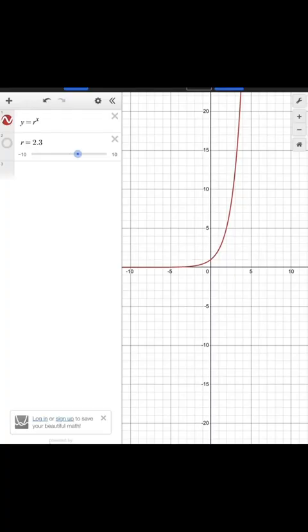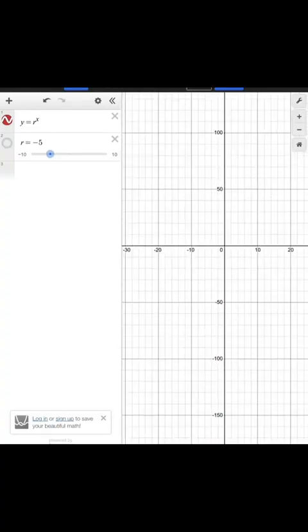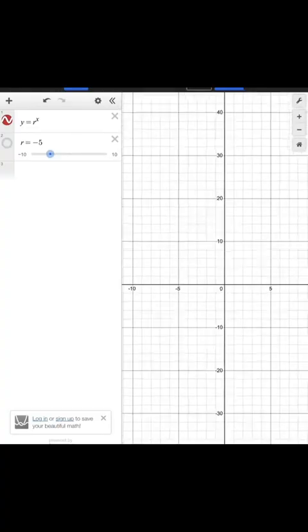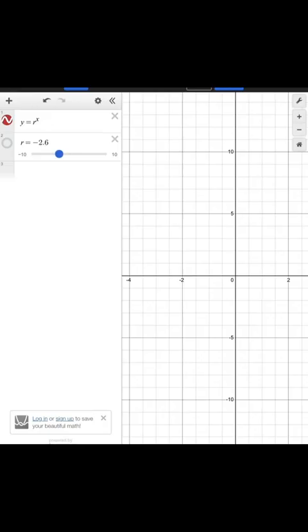So r can be any number, okay? So we can move r this way. It can't be 0, and it also can't be negative. So r has to be a positive number.